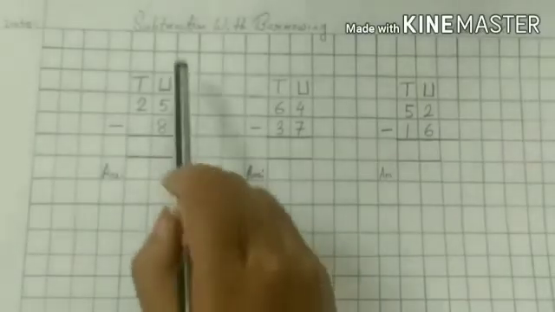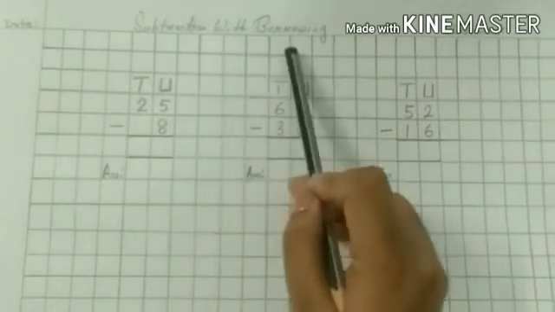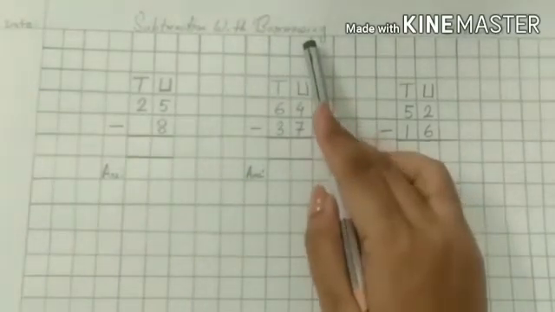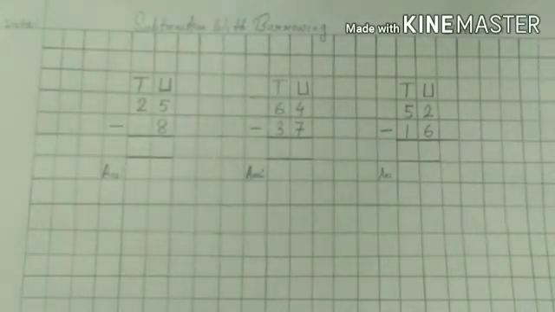Children, today we are going to learn subtraction with borrowing. Borrowing means to take and use something and then return it back. Let's look at these examples, children.